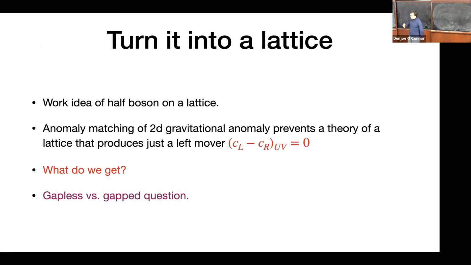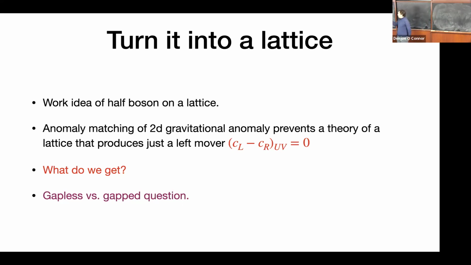Okay. So now I want to turn this problem into a lattice question. I want to work the idea of having something that's like a half boson on a lattice. I just told you a continuum version of the half boson is a Staggered boson, but now I want to go to a lattice. But the idea is that if you go to the deep UV, meaning distances shorter than the lattice scale, there's nothing. So there's no anomaly there, the C left and the C right are the same.